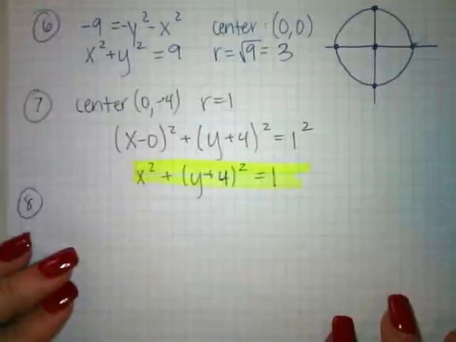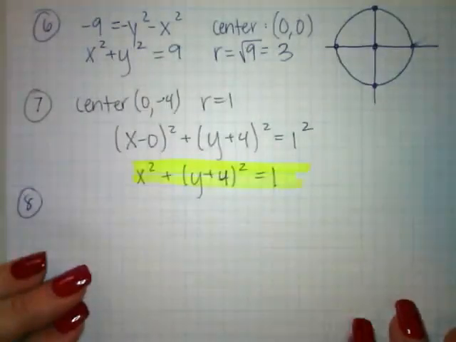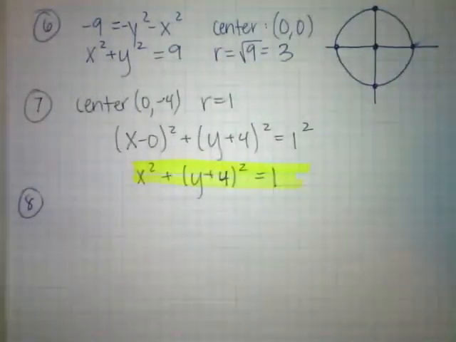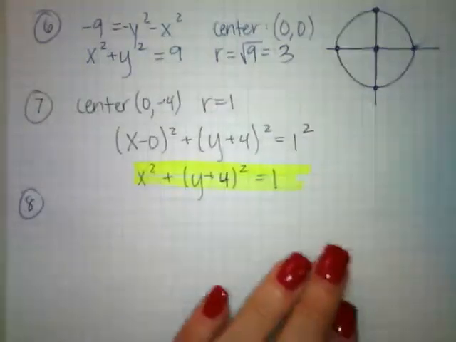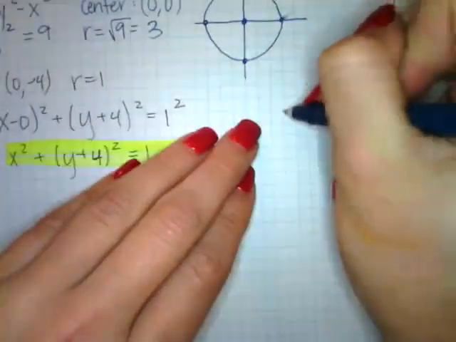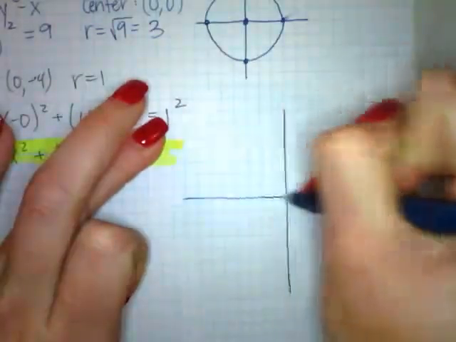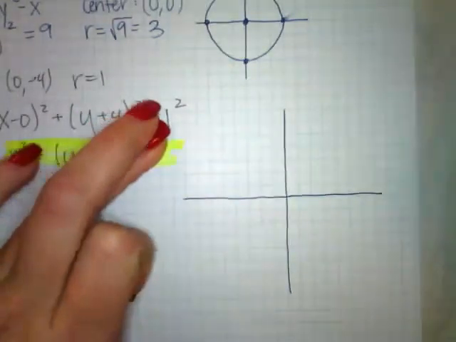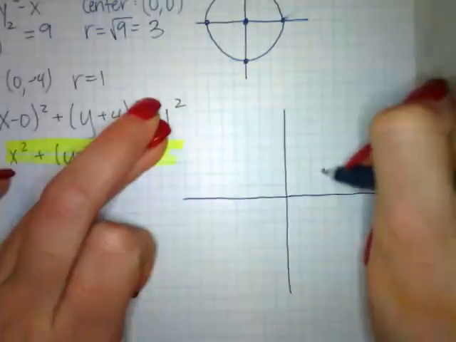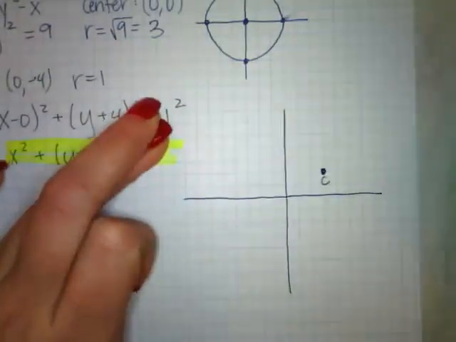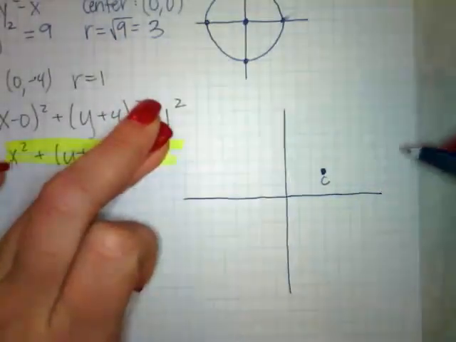Question 8 says, given the center and another point on the circle. Well, let's think about this visually for just a second. They're saying the center is at 3, 2. I'll label it C for center. And another point on the circle is at 5, 6.